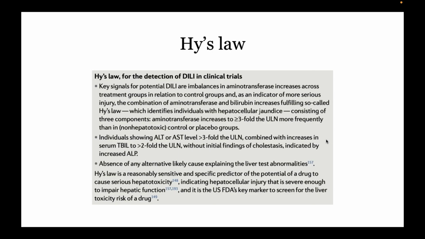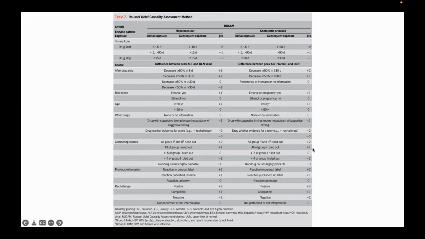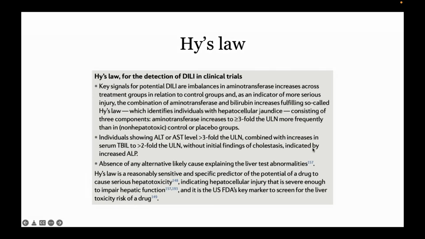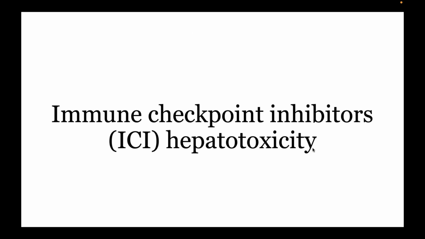The other one to know is this thing called Hy's law, after Hyman Zimmerman, I think. Hy's law is a lot of wording, but the bottom line is, if you have a hepatocellular type of injury that is associated with jaundice, with high TBILI, this is poor prognosis, up to 10% mortality rates. So if you have hepatocellular injury and then the TBILI starts going up, bad. That's what you should know.